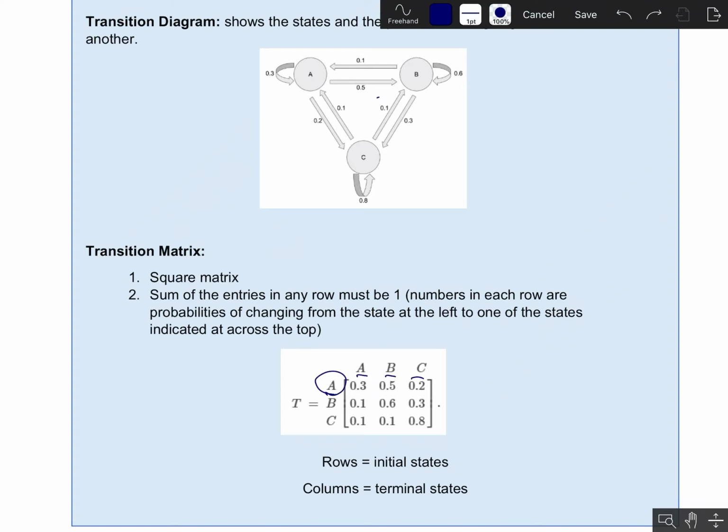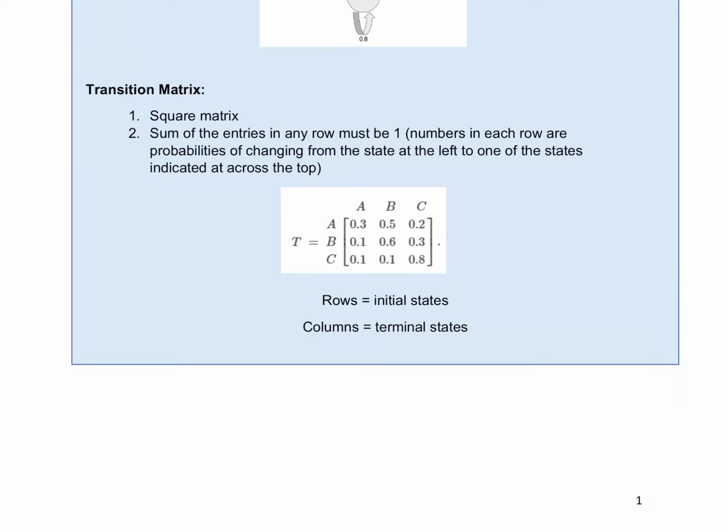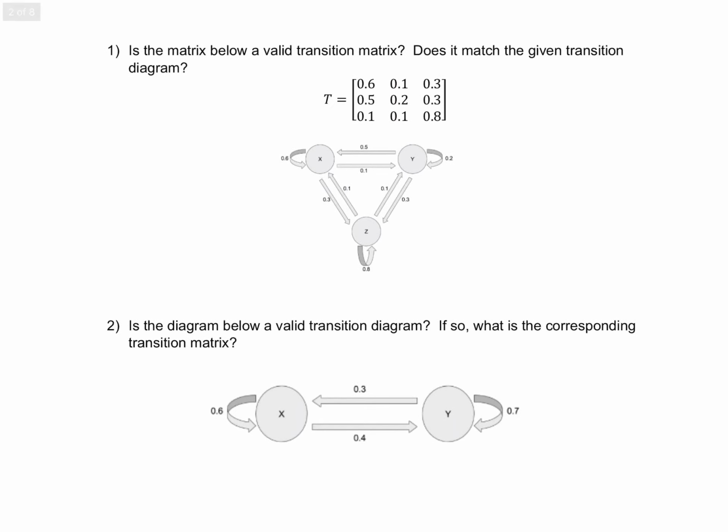It's this entry. So the entries in this transition matrix are telling you the probability of transitioning from this state to this state. So I could read this as saying the probability of going from A to B is 50%, the probability of going from A to C would be 20%, and so on. So each row is telling you the current state, and the columns are telling you what the next state will be. So let's look at some examples, because I think that will help a lot.